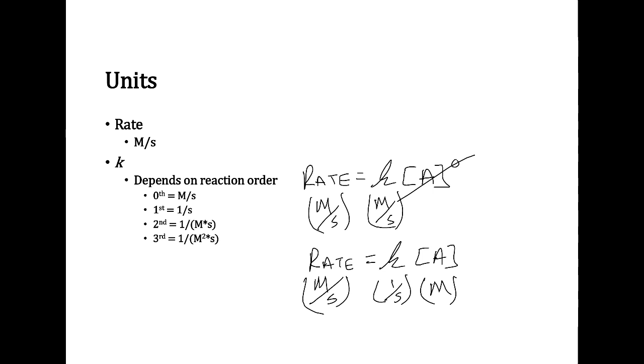What you'll see here is the trend is every time your order increases, so from 0 to 1, first to second, second to third, you're just dividing by molarity. So you can recognize the order of the reaction by the units of K.